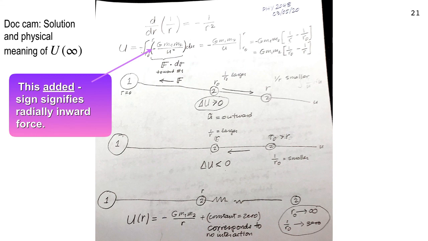Now let's look up here at the actual quotients. R0 is smaller than R in this alternative. So that means this is a bigger quotient and it's negative. So delta U is going to be negative, right? Because this is a bigger quotient than this one, and it's being subtracted. So whatever you get, you're going to get a negative number there. Now, does that make sense?